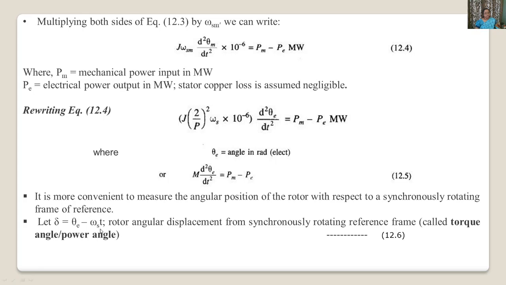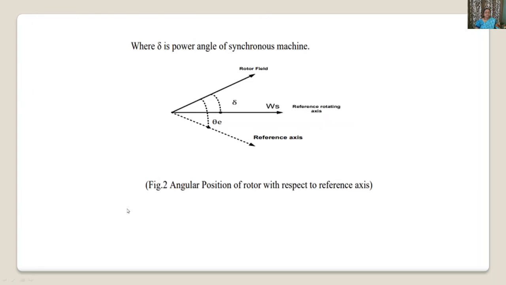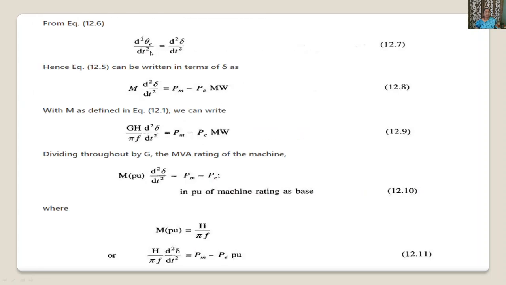This is omega s into t, then it will be minus omega s. Again, the second derivative: d2 del by dt square is equal to d2 theta e by dt square, while this omega s is constant, so it will be 0. Taking the double derivative, you will get d2 theta e by dt square is equal to d2 del by dt square. So we can put d2 theta e by dt square as d2 del by dt square.